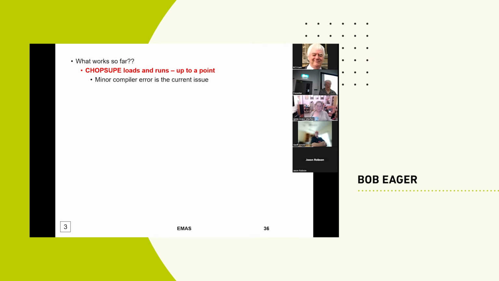What works so far? Well, I've got Chopsy loading and running up to a point. It's actually done quite a lot. I have a compiler error, which is actually due to the big endian problem. It's got 2 words the wrong way around. And I haven't been able to work on it for a while for other reasons.